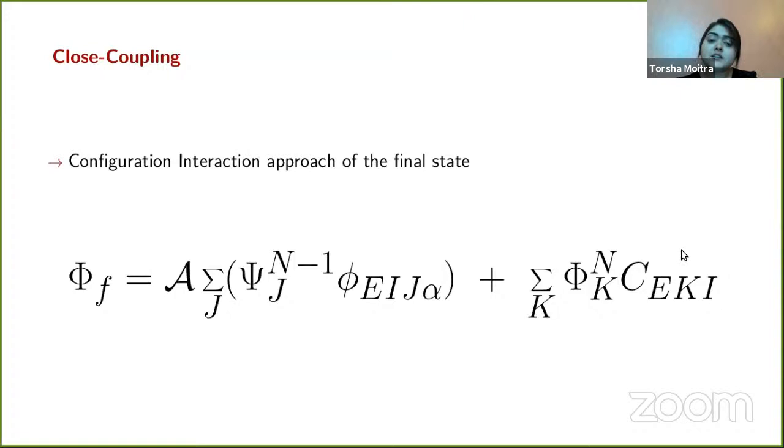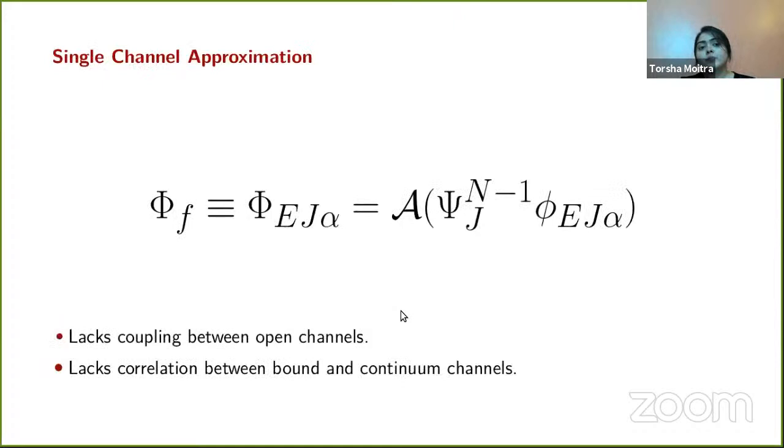But this full close coupling expression is computationally very expensive. Hence, we restrict ourselves to only the first term, and even within the first term, we consider only one product. This is known as the single channel approximation, in which the final state wave function is described by the antisymmetrized product of the N minus one bound state and the continuum wave function.